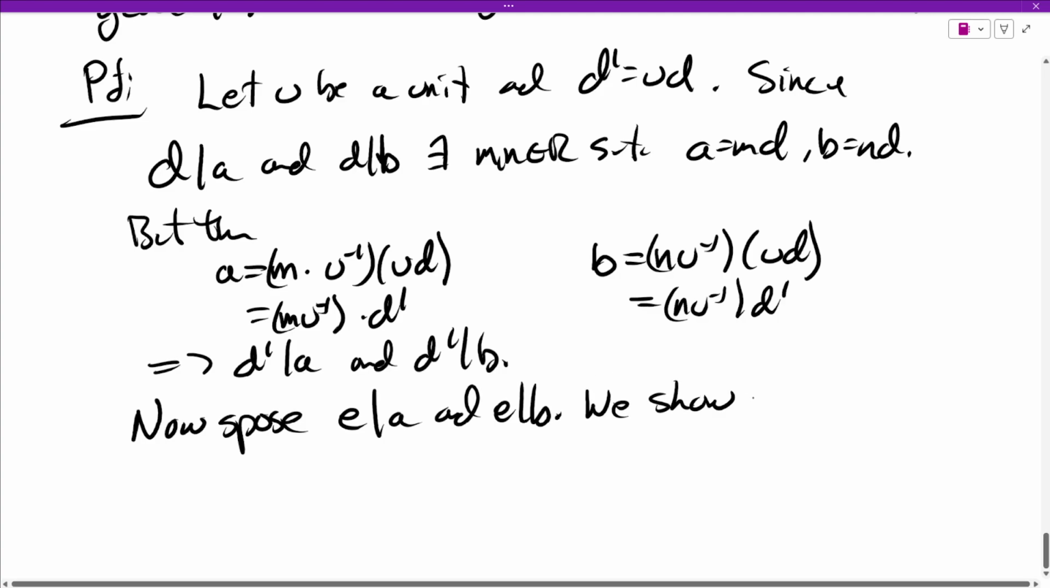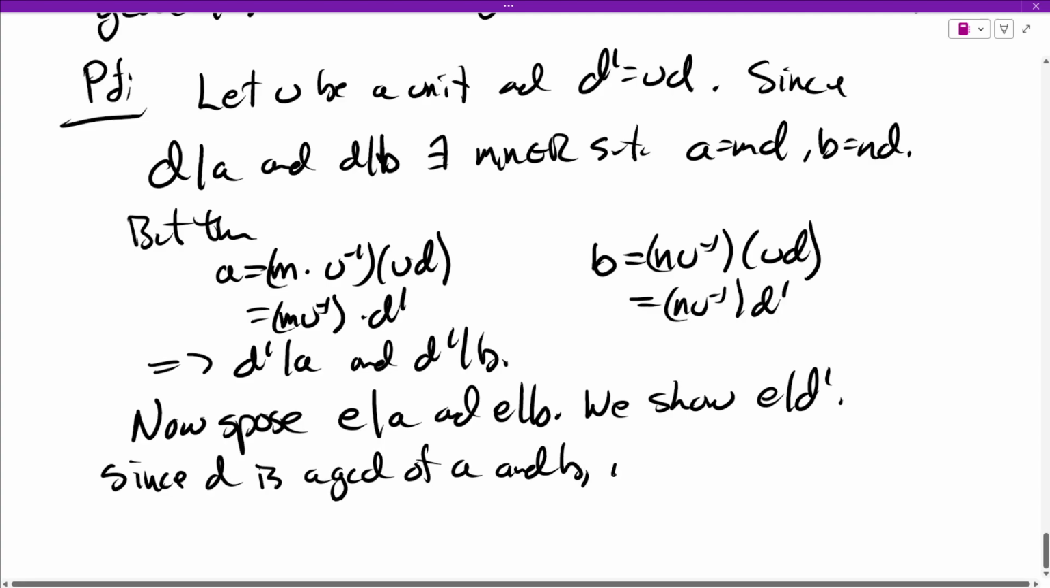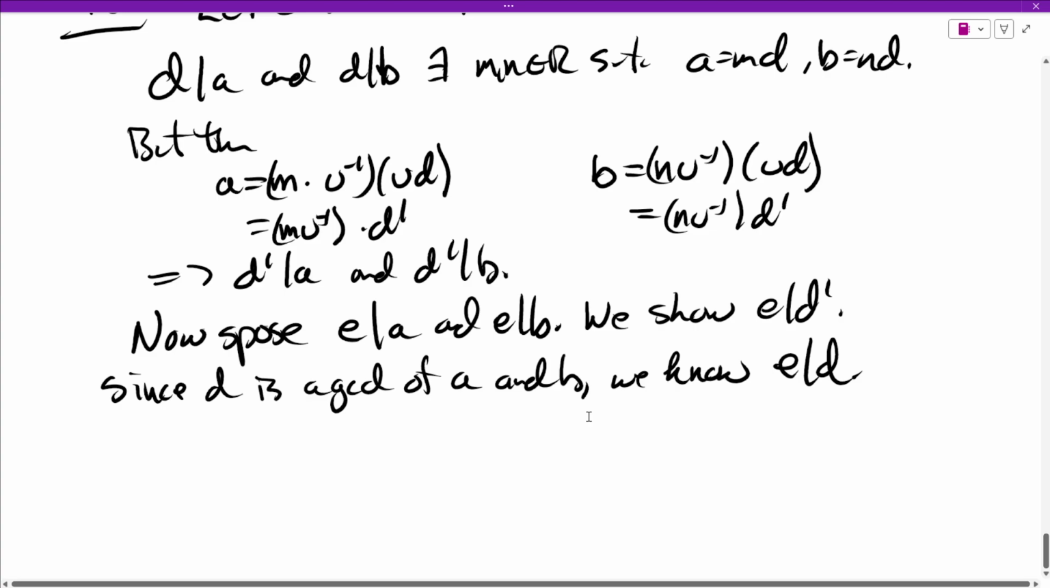Now suppose for the second condition that E divides A and E divides B, we show that it must be the case that E divides D prime. That's the second condition for being a GCD. Since D is a GCD of A and B, we know that E divides D because it satisfies that largest condition. So there exists some K in R, such that D is EK.